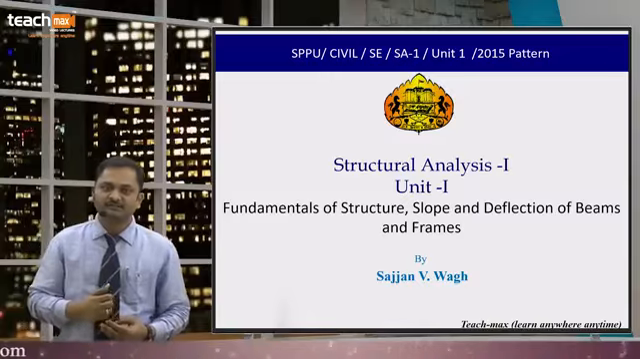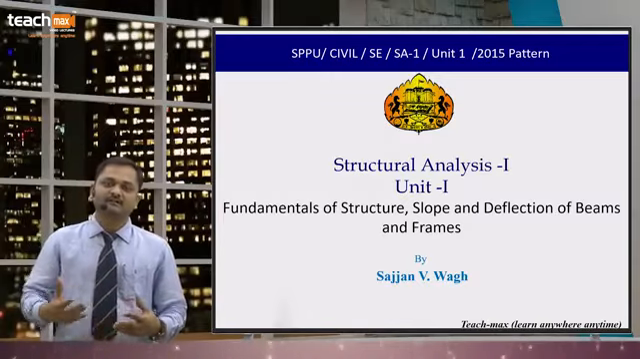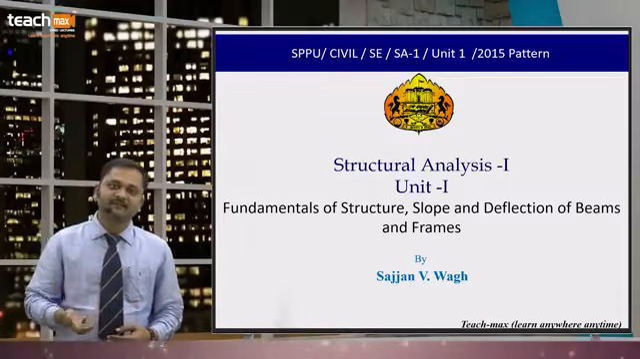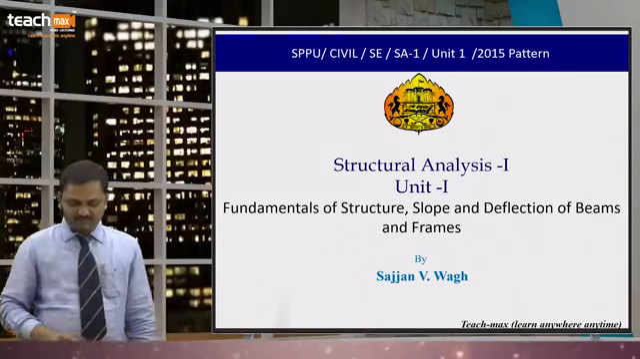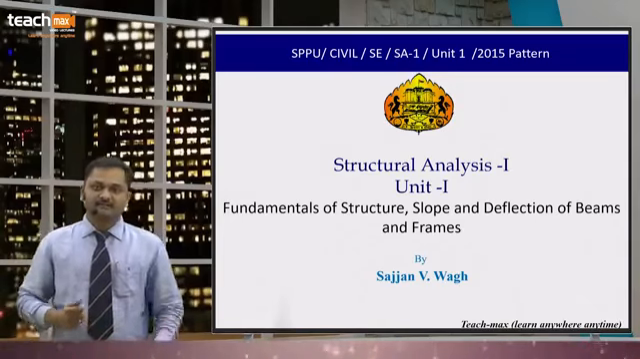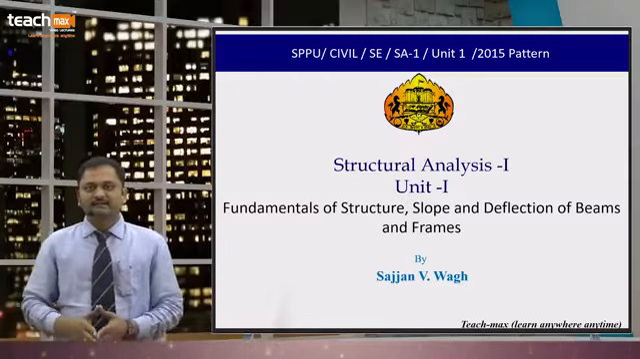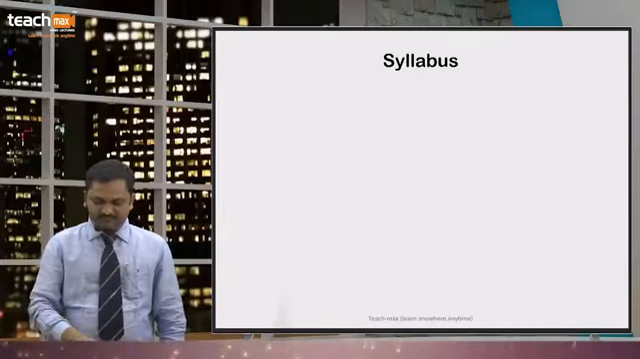And in part C of this unit we are going to find slope and deflection of beams and frames by using the conjugate beam method and strain energy method. Okay, so this is the content. Let us see one by one. So this is the syllabus.